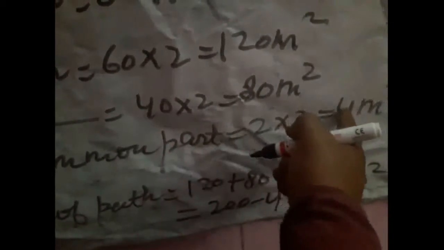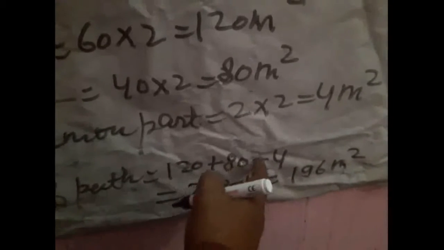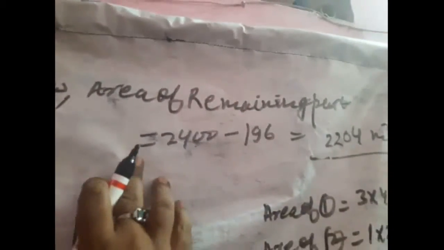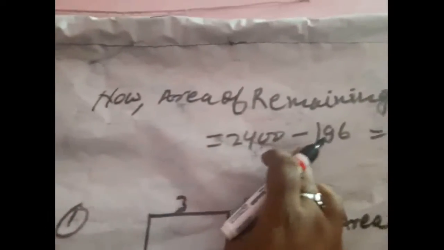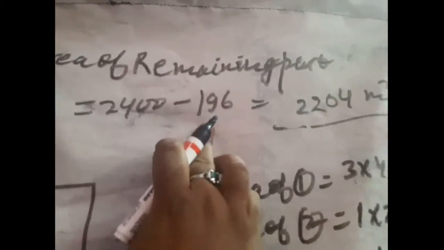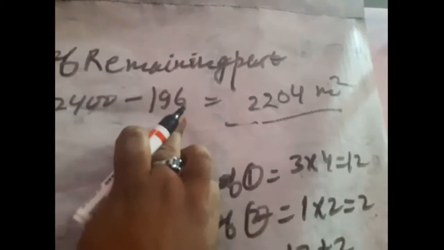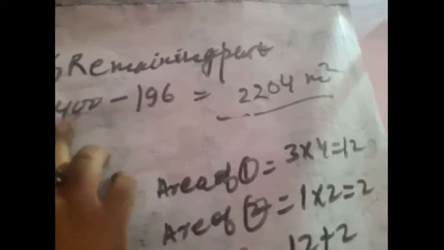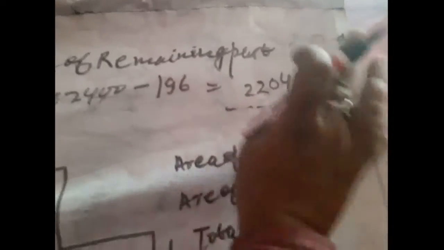So net area of path is equal to this plus this minus this. 120 plus 80 minus 4 is equal to 196 meter square. This is the net area of path. Now area of remaining part, because in question you have to find remaining part area. So total area 2400 and area of net path is equal to 196. So this minus this is equal to 2204 meter square.